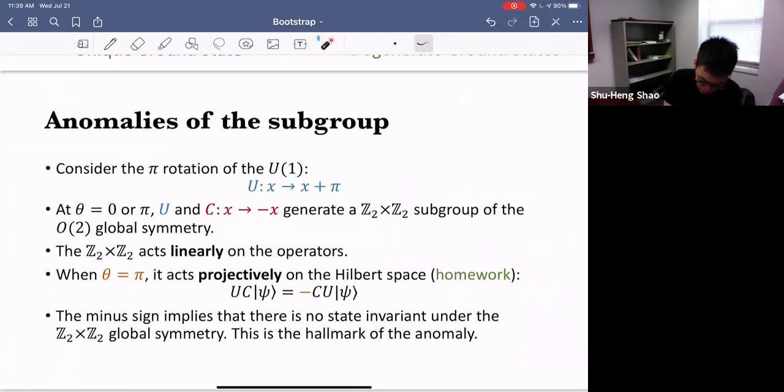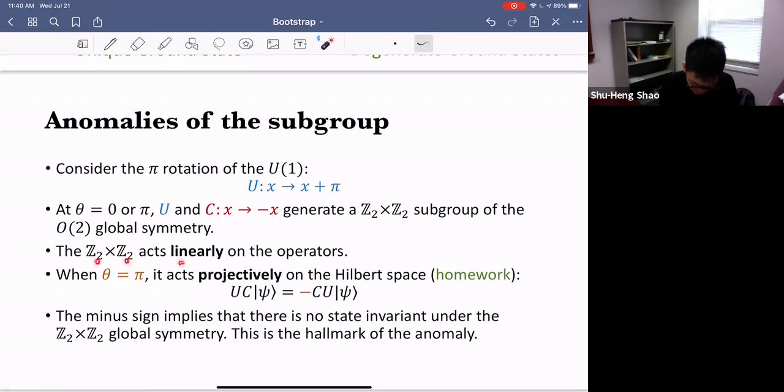So above, we talked about the anomaly between the U(1) and the charge conjugation, but it will be useful to consider the anomalies of a subgroup. And that will be useful when we talk about the dynamical consequences of this anomaly. So let's just talk about the Z2 subgroup of the U(1). So instead of shifting x by an arbitrary phase, let's just shift it by pi. This is a Z2 action, because if you shift it twice, it goes back to itself. So at theta equals 0 and pi, the quantum mechanics has this Z2 symmetry U and the Z2 charge conjugation symmetry C. They generate the Z2 cross Z2 subgroup of the O(2) global symmetry.